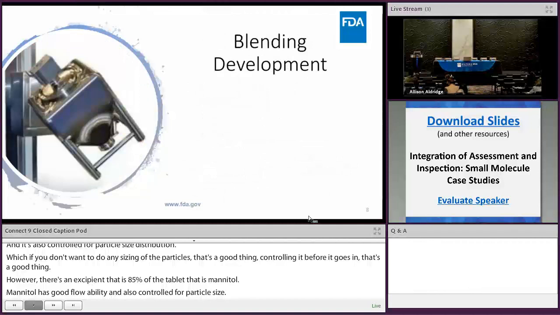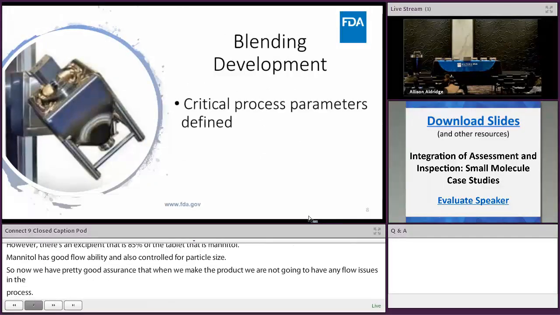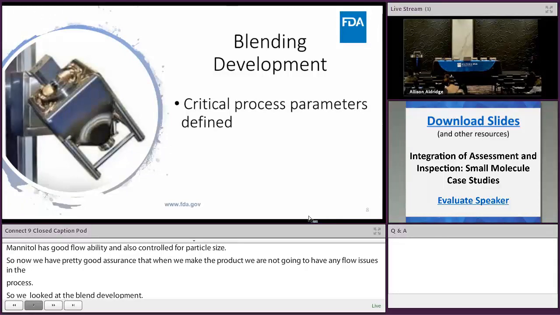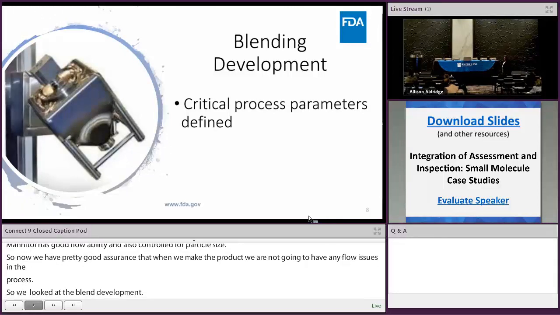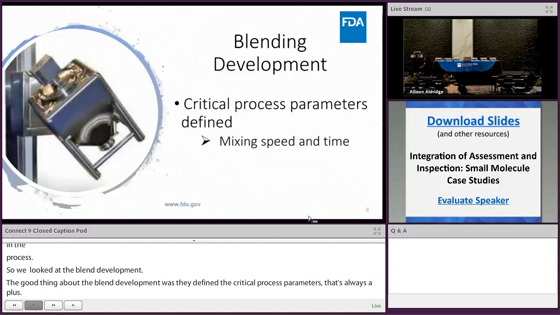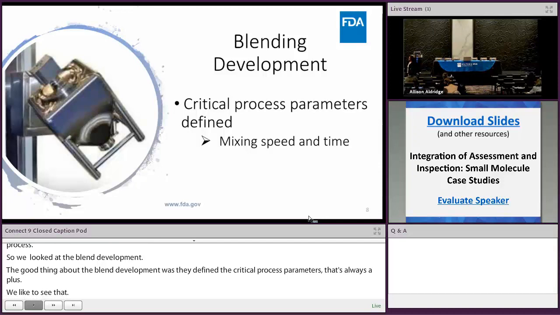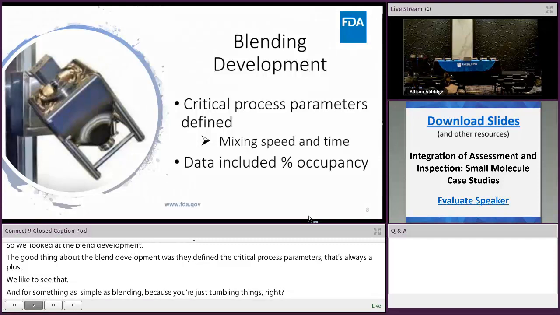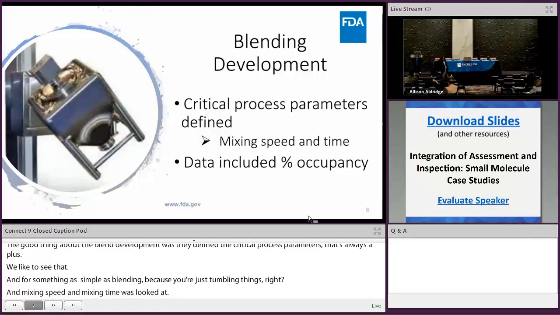So we looked at their blend development. The good thing about their blend development was they defined their critical process parameters. That's always a plus. We like to see that. And for something as simple as blending, because you're just tumbling the thing, right? It's diffusive. And the only thing they looked at was mixing speed and mixing time. But they also included a percent occupancy. We see applications on a regular basis that don't include that information.